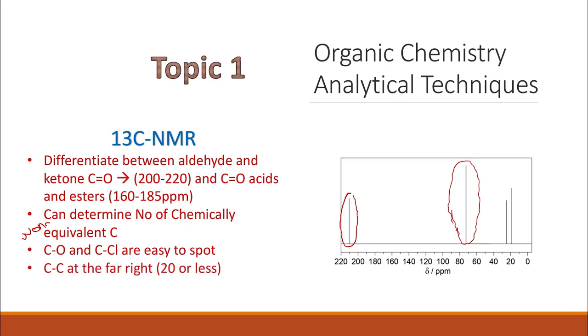Carbon-carbon bonds, or carbon which is next to a carbon, are going to be the ones at the far right. This is usually 20 or less parts per million, and then the carbon next to a carbonyl is above 20, but it's not too far away.